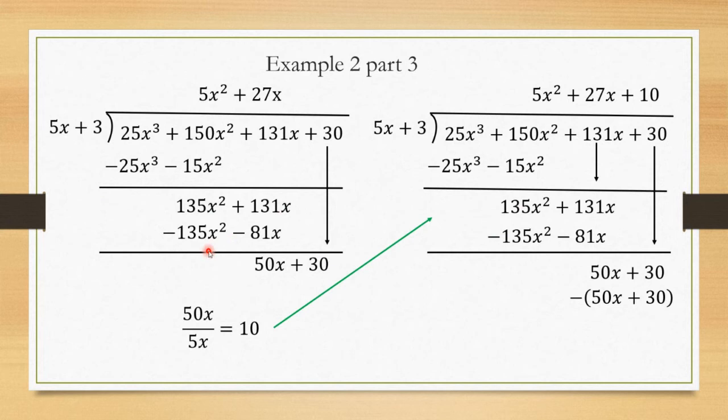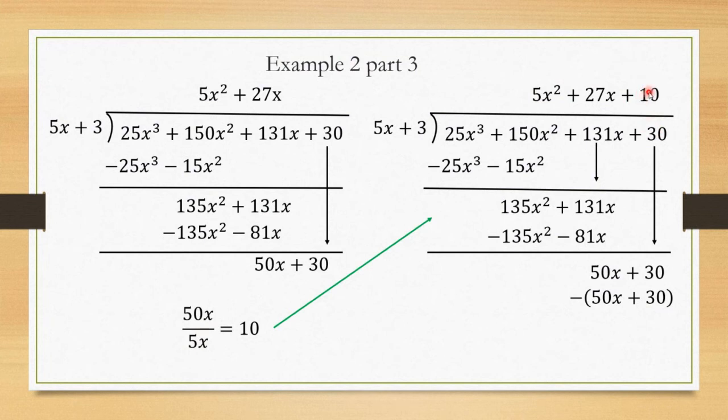So now these cancel. We have 50x. The 30 we bring down. Are we done yet? Not quite, because this degree equals the degree of this. So what do we do? We do the process again. The leading term here, which is 50x, divided by 5x, right? We get 10, because 50 over 5 is 10, the x's cancel. And the 10 we put above the 30, okay?